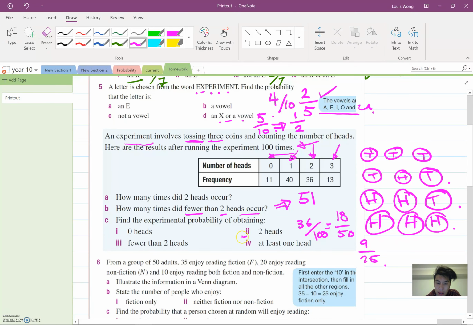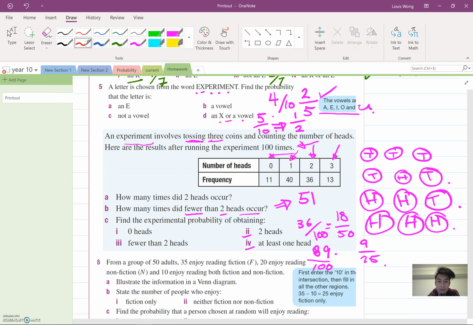Question IV then asks us at least one head. Well, at least tells you need one or more. So it's going to be 1 plus 2 plus 3. So those ones added together. So 40 plus 36 plus 13. And that number is 89. What is the probability though? It's 89 out of, and the total amount that I need is 100. And so hopefully you understand what's going on over there.